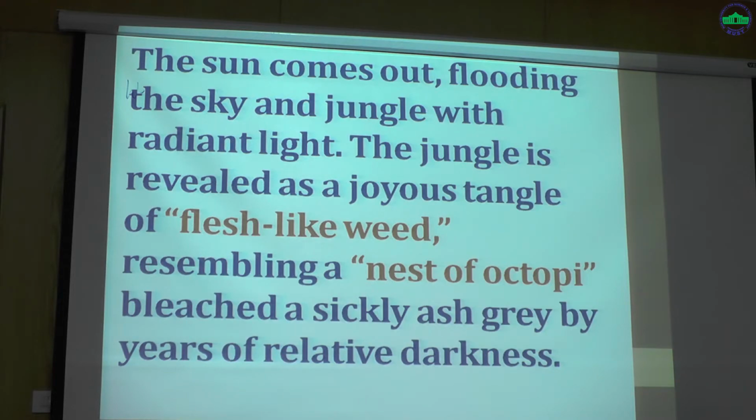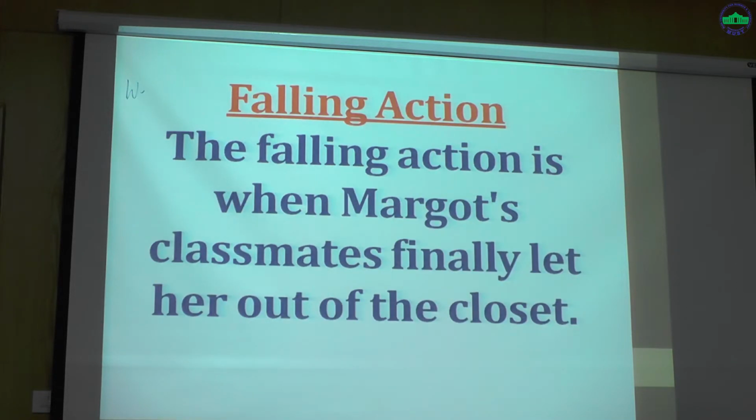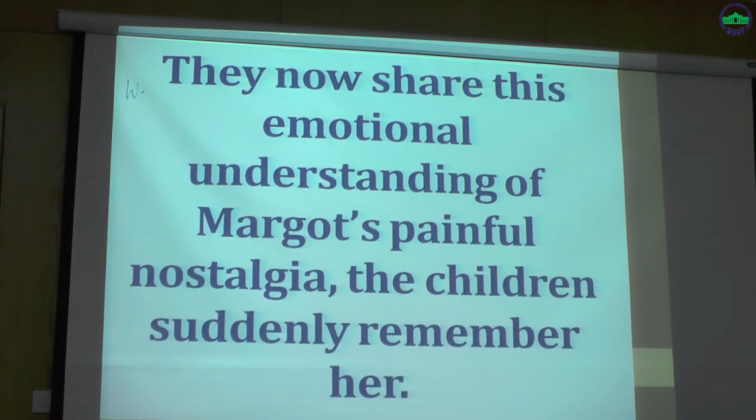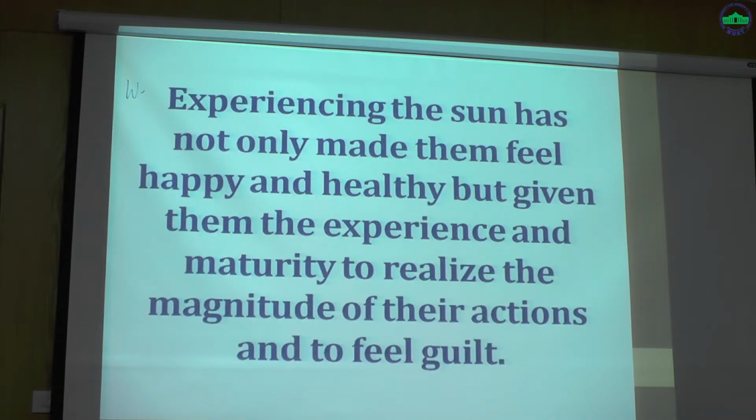The following action is when Margot's classmates finally let her out of the closet. They stand frozen in place. Why? They feel guilty. They now share this emotional understanding of Margot's painful nostalgia. Now they see the sun and they enjoy its warmth. They now have a memory of the sun. Experiencing the sun has not only made them feel happy and healthy, but given them the experience and maturity to realize Margot's love for the sun and to feel the magnitude of their bad, rude action.